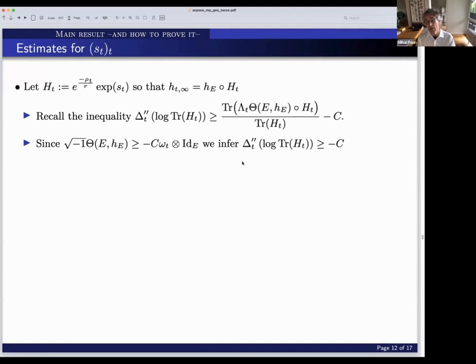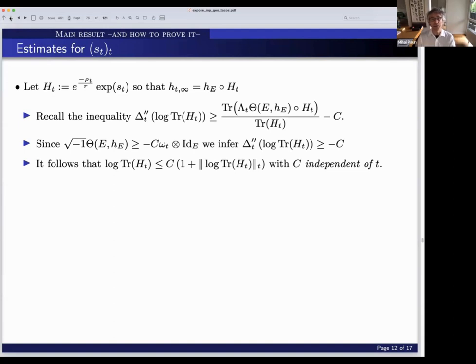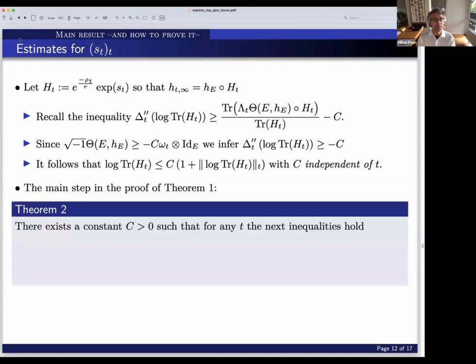Okay, so again, what is crucial is that we see t all over, but not on the right-hand side. It's a uniform constant. Fine, so then again, it follows that the supremum of the logarithm of this function here is bounded by a constant plus its L1 norm. So everything depends on t other than the constant here. And then with this, that's exactly what is needed in order to complete the proof. And the main step is as follows.